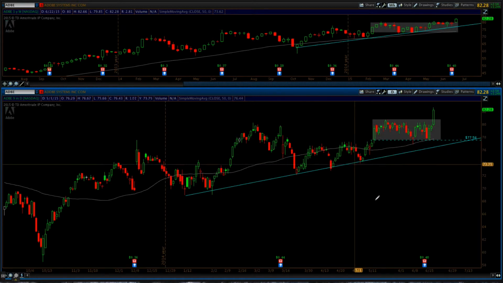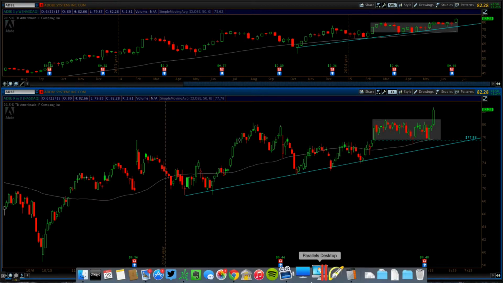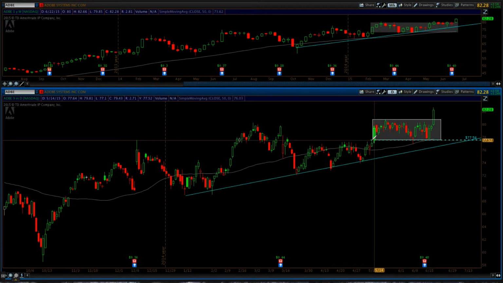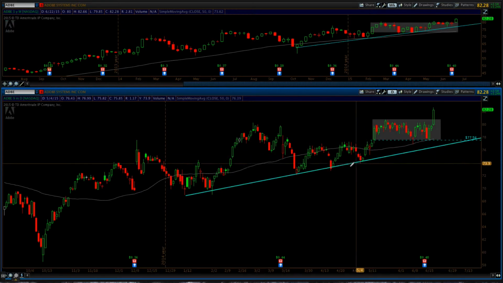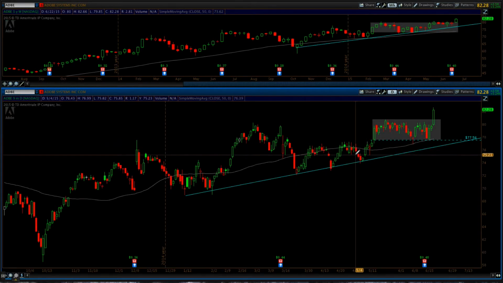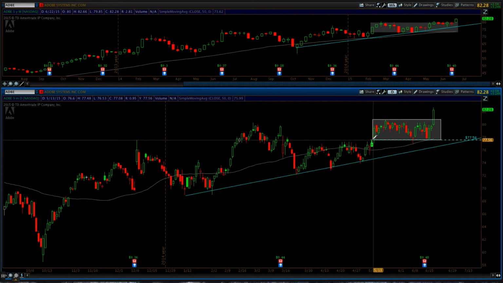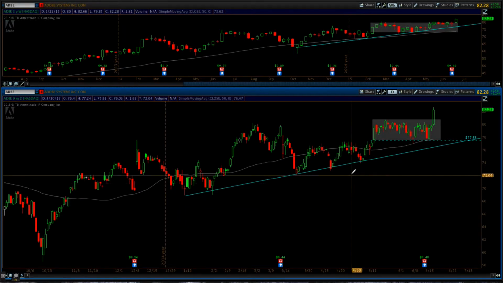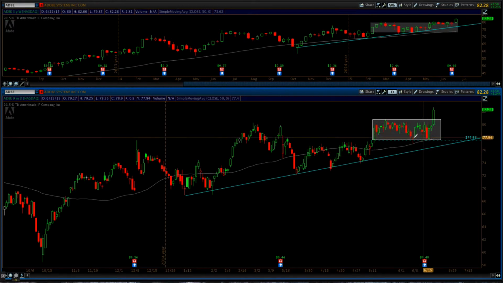I'm going to take an entry tomorrow at 82.25 or whatever the open price is, and set my stop right here at 77.50. That basically puts us with a break of the 50-day moving average and just above the trend line. Okay, so a little aggressive on the stop. If it were to break down below 77.50, I think that's more than enough to cancel out the trade, considering how long it's gone sideways.